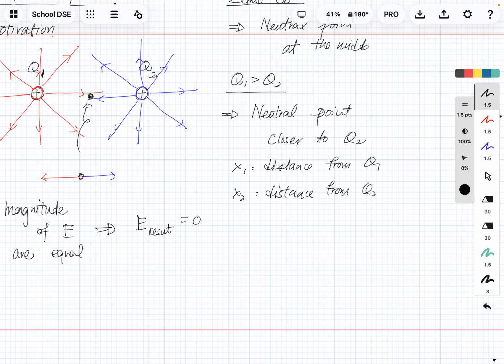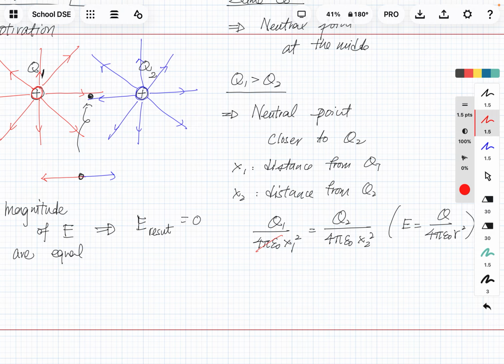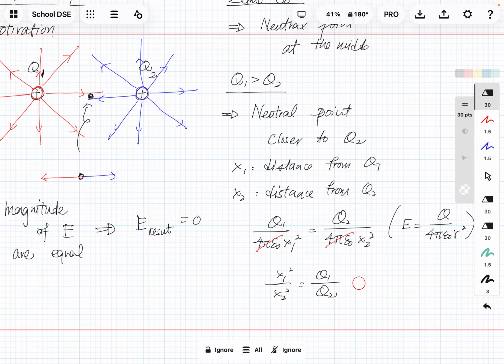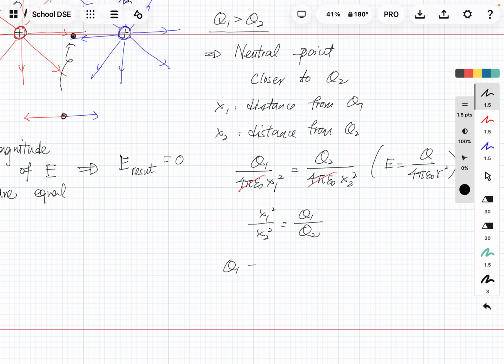Can we not use this formula, just using the observation we did here? In the case of electrostatics, a weaker charge. In the case of gravitation, we refer to a smaller mass. So if we choose not to use g equals Gm over r squared to deduce it, then you should expect that the neutral point, where g equals 0, is closer to m, the one with a smaller mass.